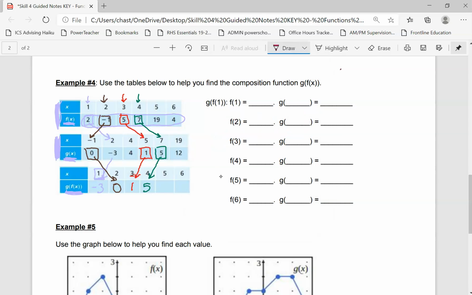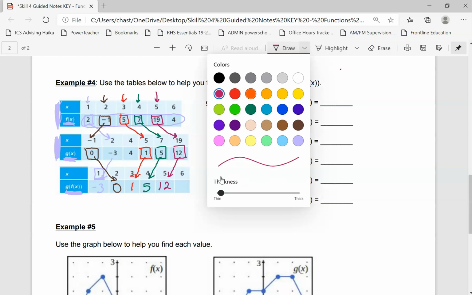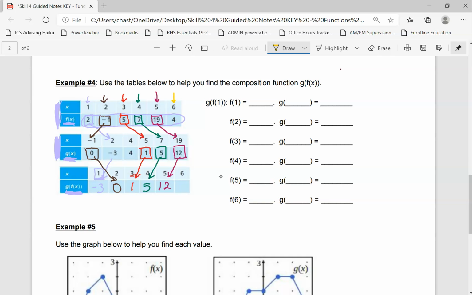On the next one, to find g of f of 5, we look for the input of 5 on the f function. That gives me 19. When I use that as an input for g, g of 19 is 12. So that means g of f of 5 is 12. Hopefully by now you kind of get where this is going, so I'll just do this last one pretty quickly. f of 6 is 4. g of 4 is also 4. So g of f of 6 is 4. Okay? All right, so that's how that's going to work.